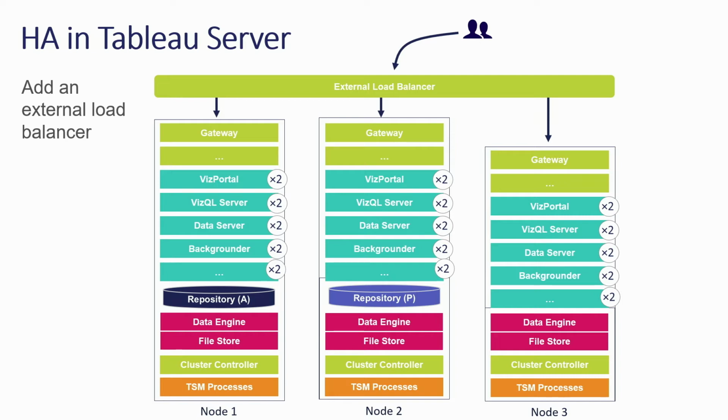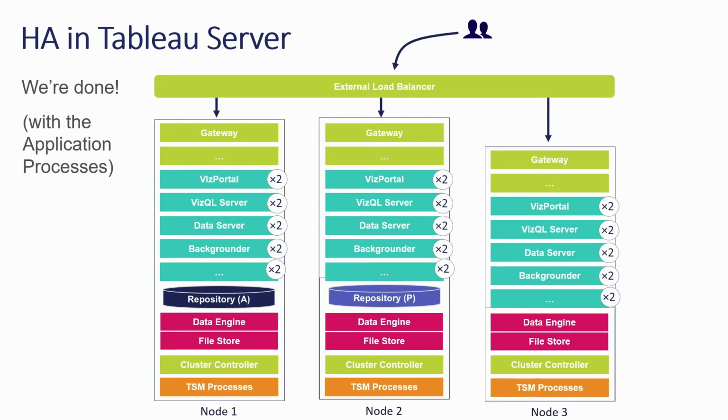That's a good point. It does look like that. But in this case, what we're doing is outsourcing our high availability story. The ELB itself is a service that we use, which is itself highly available. So in this case, we're using that to make our server more highly available. Now we're done with the application processes, so let's take a look at the TSM processes.